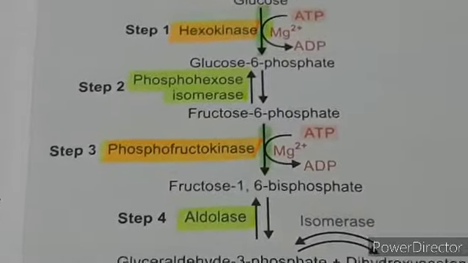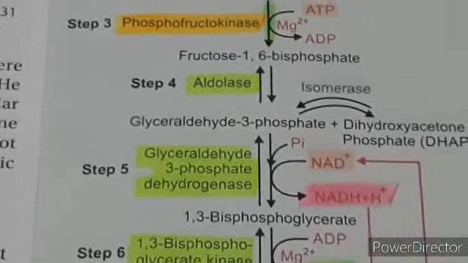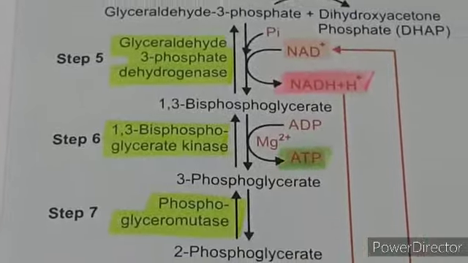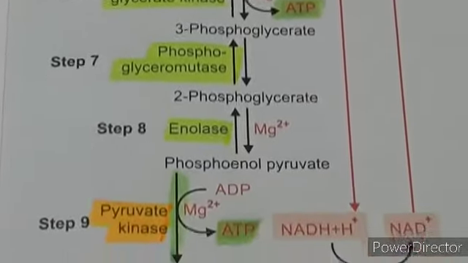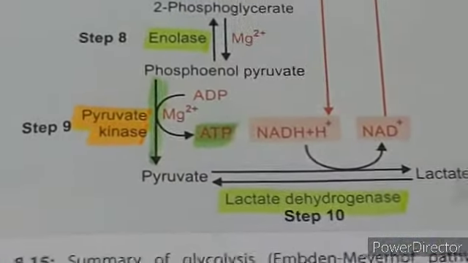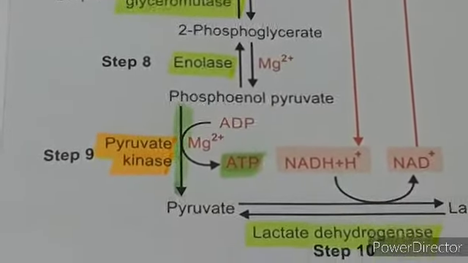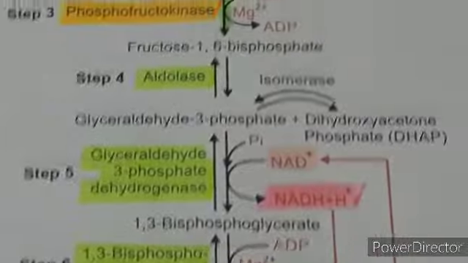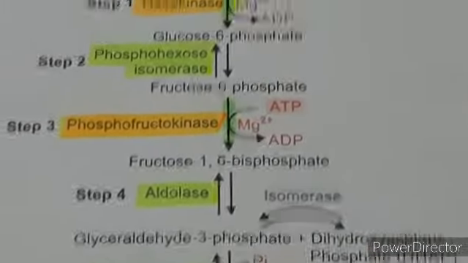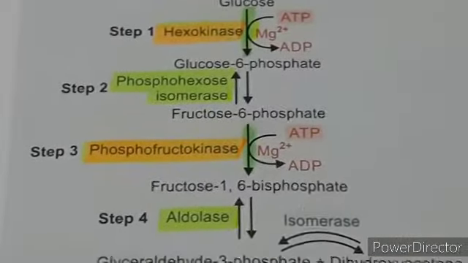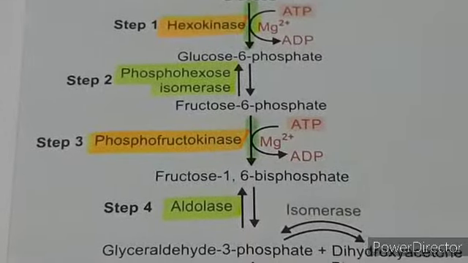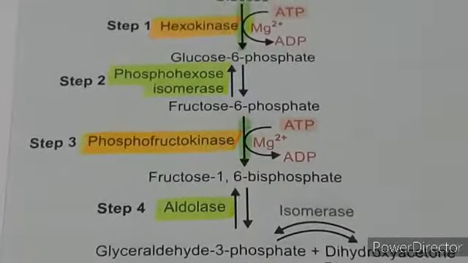So you can see the steps here. And what I have marked with the arrows are irreversible reactions: the one catalyzed by pyruvate kinase, then comes phosphofructokinase, and then comes hexokinase. There are 3 irreversible steps in glycolysis.